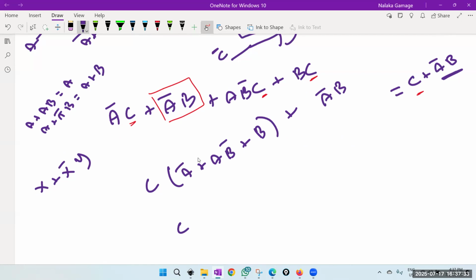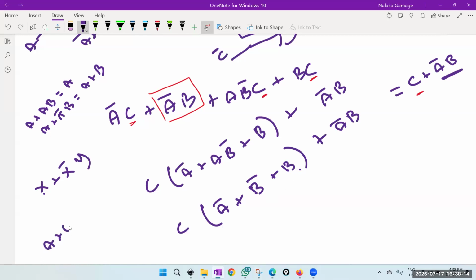But my x is A bar, y is B bar. So therefore, this is A bar plus B bar. You must write the rules in the same line. So therefore, my x is A bar, and then A bar bar is your A, and y is my B bar, because the answer is x plus y, plus B, plus A bar B. Now B plus B bar is 1.